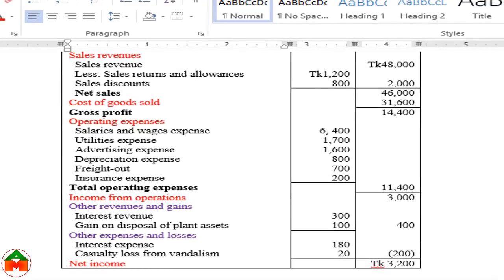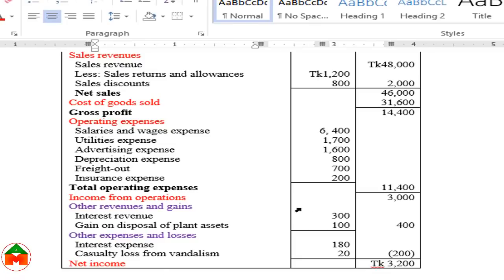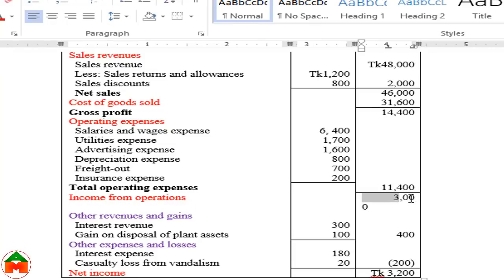From the question we can see there are two non-operating revenues and gains. These can be considered as other revenues and gains. Here interest revenue is 300 and gain on disposal of plant assets is 100. These two items are considered as other revenues. These two items will be added to the income from operations. Here income from operations is 3,000.